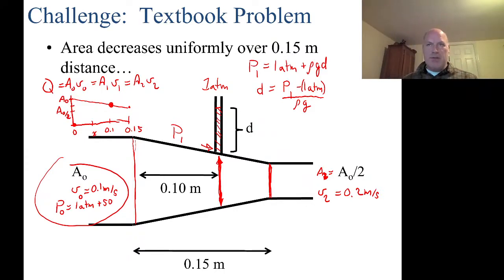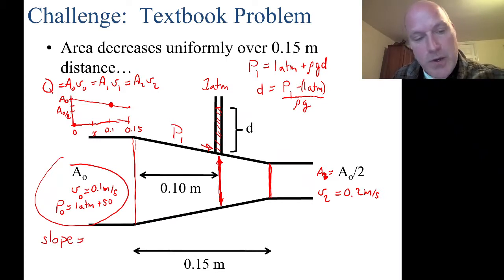So you could either do it graphically, or maybe we actually have to do it mathematically. So how do you do it mathematically? Well, one way to do it is you have to write the equation, right? What's the equation for the area as a function of position? So we have to figure out the slope.